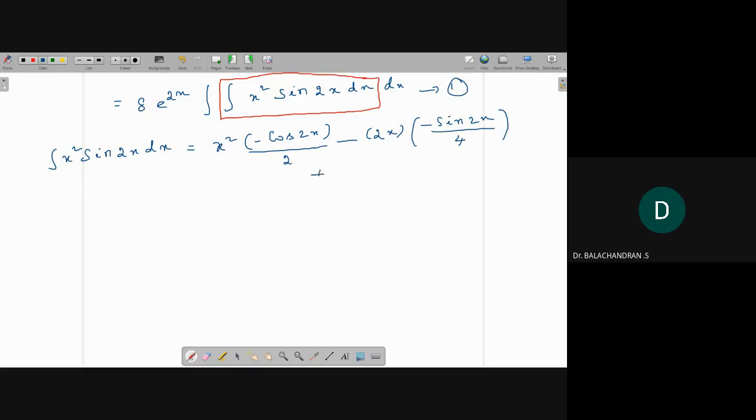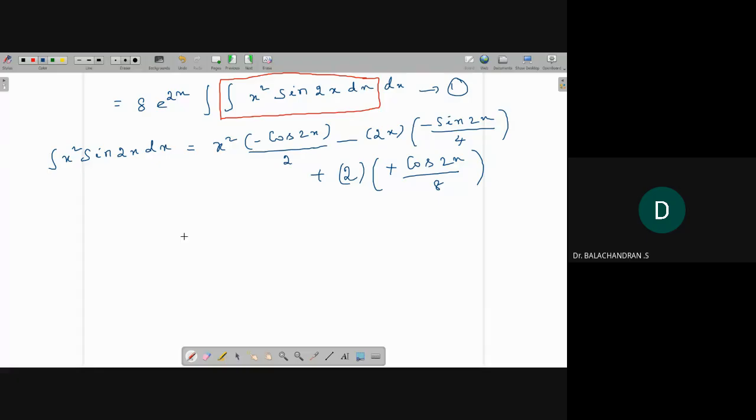Next, plus, if you differentiate 2x, you get 2. If you integrate minus sine 2x by 4, including the minus sign, cos 2x, 8. Plus cos 2x by 2 into 4, 8. So this is equal to 8 into e power 2x, 8 into integration. First I will simplify and then next step I will write.